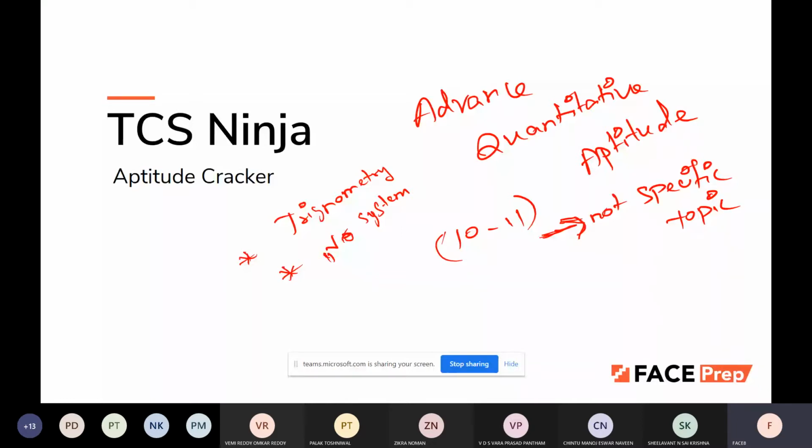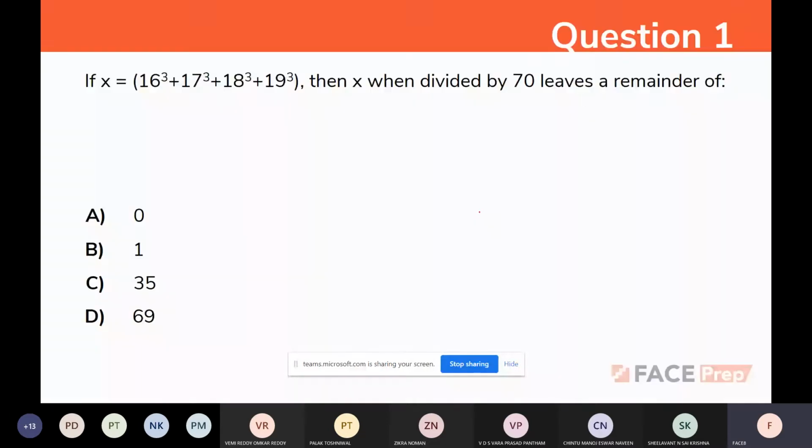So let's solve the first question of today's session. So this is the first question. If x is some number, then x when divided by 70 leaves a remainder of what? We need to find among these options. What will be the remainder? That's what we need to find. So how can we approach this question? Let me write it separately.